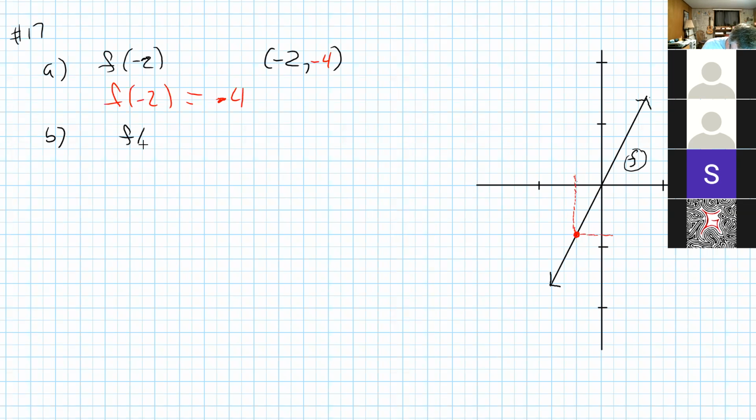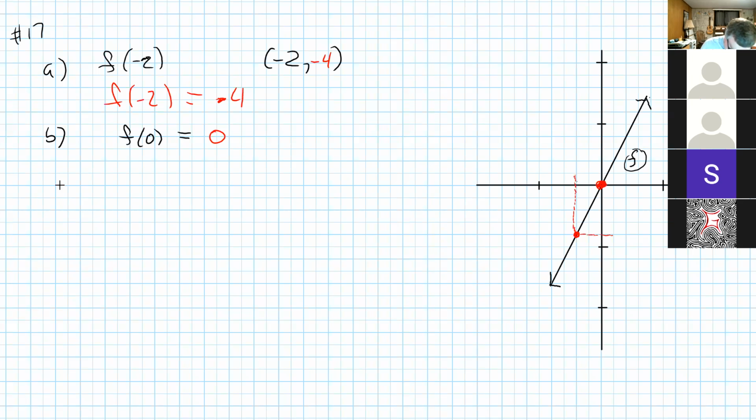Another problem, find f of 0. So again, I'm going to come over to the graph. Where x is 0, what is y? Zero. Right. So f of 0 equals 0. This graph goes through the origin. Any questions on that?